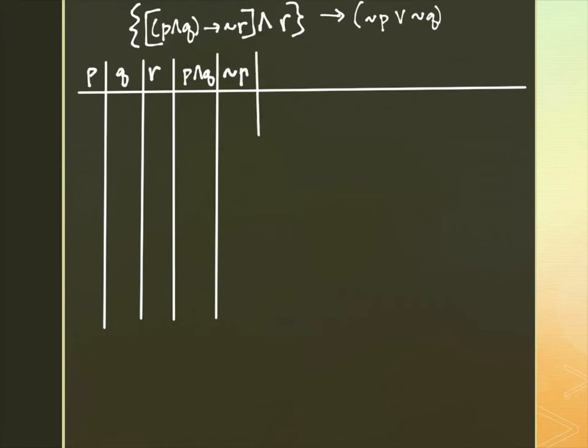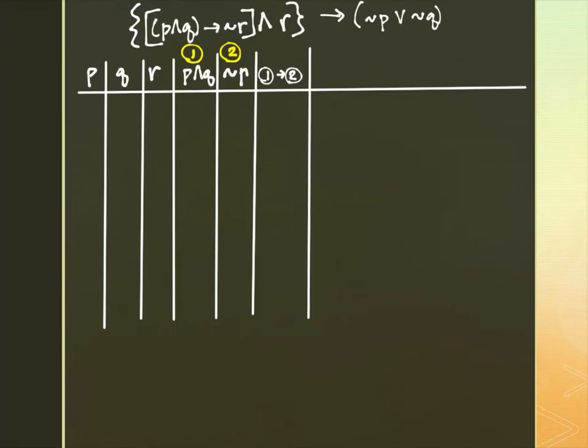Then what? Okay, so we can label this as number 1. We can label this as number 2. And then what would the next column be? 1 arrow 2. This one you'll definitely run out of space for if you're not writing really small or doing some 1s and 2s and 3s and stuff at the top. Okay, now what?